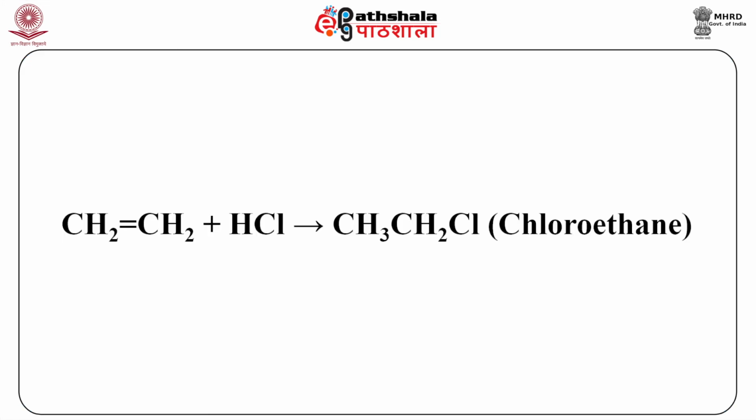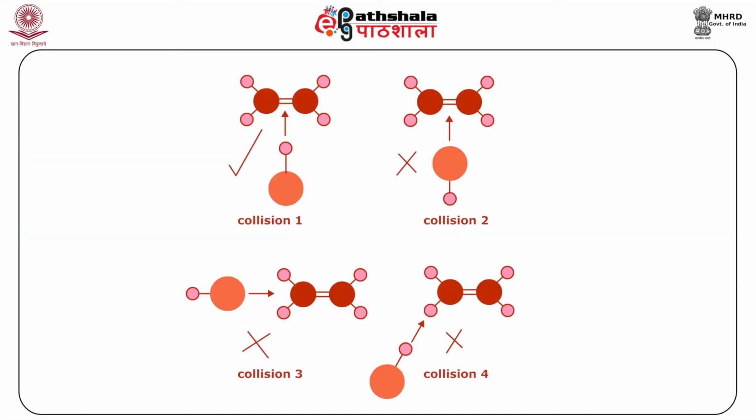Now, to study the effect of orientation of molecules, we have considered a reaction involving ethene and hydrogen chloride, that is CH2=CH2 plus HCl giving CH3CH2Cl, chloroethane. As a result of collision, the double bond between the two carbon atoms of ethene is converted into a single bond, and a hydrogen gets attached to one of the carbons and a chlorine gets attached to the other. It is important to realize that this reaction will only occur if the hydrogen end of the hydrogen chloride bond approaches the carbon-carbon double bond. Any other collision between the two molecules will not work.